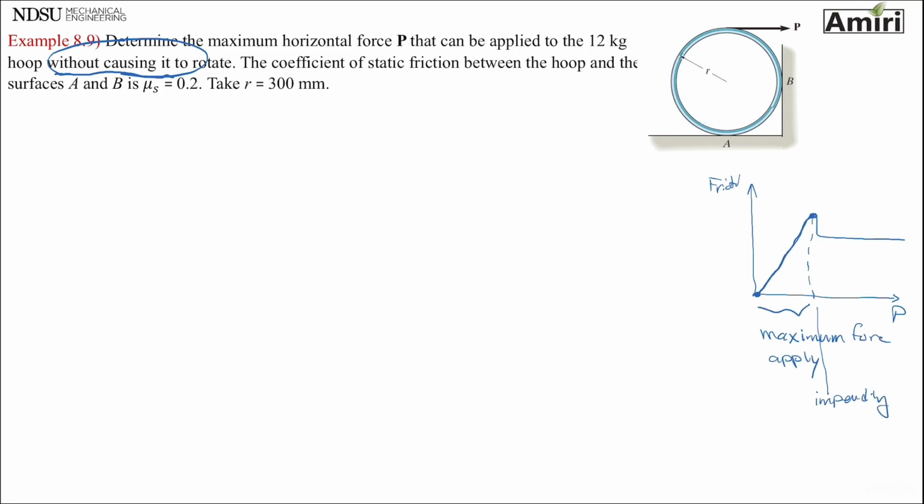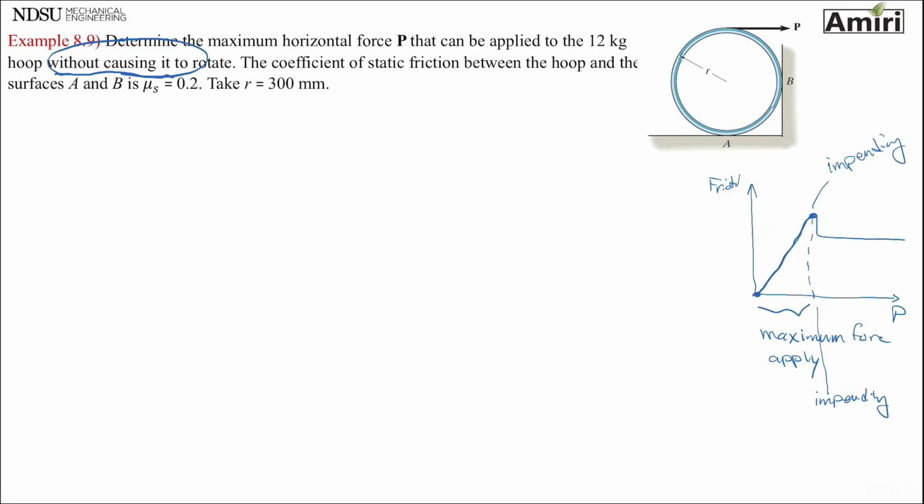So it all points to the same point of impending motion. I just don't want you to get confused about when it says minimum or maximum. It all points to that point. And we have the coefficient of friction and we have R.